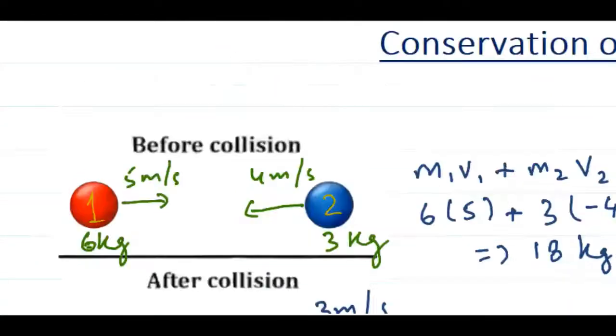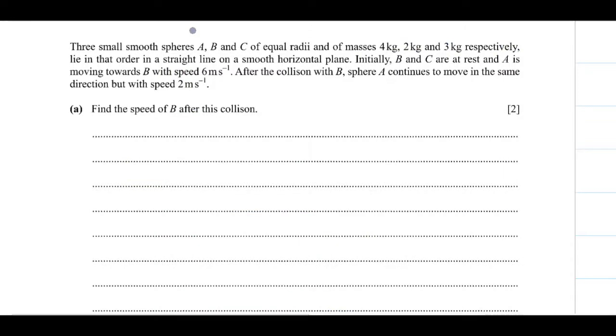Now let's look at a specific example from a paper. So let's say you have this question: three small smooth spheres A, B, and C of equal radii and of masses 4 kg, 2 kg, and 3 kg lie in that order on a straight line.